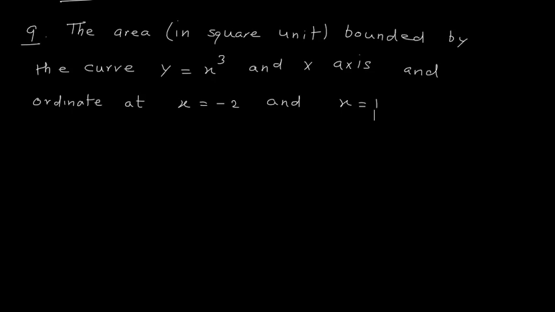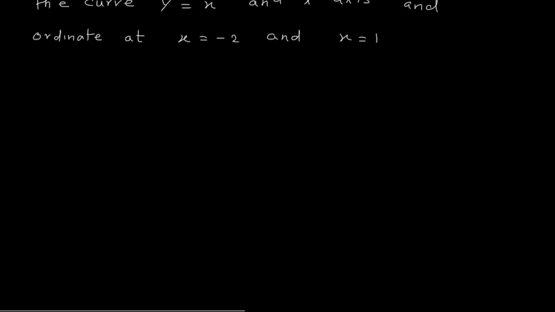The 9th problem is the area bounded by the curve y is equal to x cube and x axis and ordinate at x is equal to minus 2 and x is equal to plus 1. So here let us first draw the curve. For that we draw x axis and y axis.